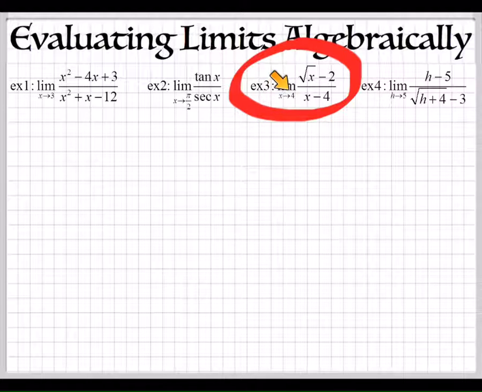We're going to plug the 4 into this x. That would be the square root of 4, which is 2. 2 minus 2 is 0. So we have a 0 on top right now. If I plug the 4 into this, 4 minus 4 is 0 over 0. Is this indeterminate? Heck yeah, now let's use some algebra, people.